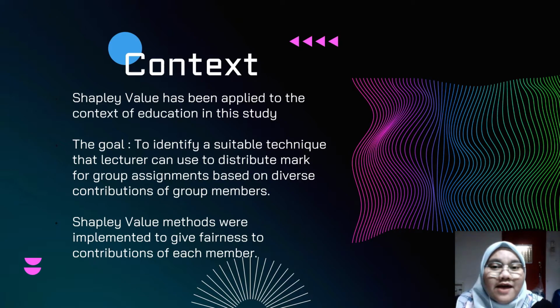Thus, the peer evaluation needs to be done so that students can state their contribution to the task in the form of a percentage. This will be a technique to tackle the free rider, because it would be a problem if they did not discover it earlier, since they will get the same mark as others. Therefore, the Shapley value method was implemented to give fairness to the contribution of each member.